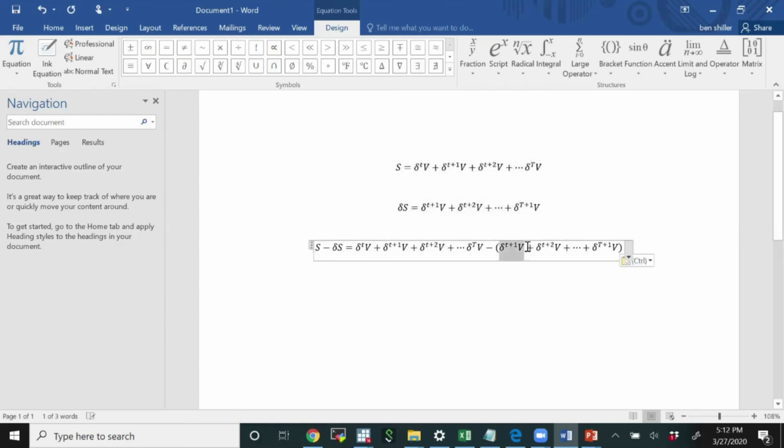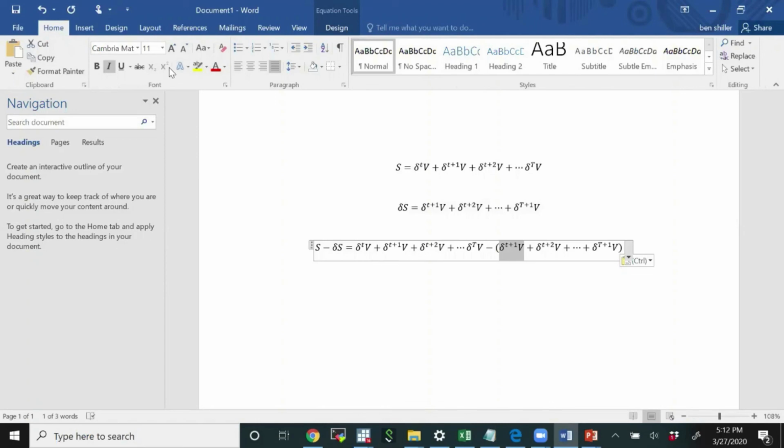Now again, you're going to find that the first term in delta S is the same as the second term in S. Since delta S is subtracted from S, they are going to cancel. So we can cross that one off and cross this one off. The second term in delta S is going to cancel the third term in S, and so on. The only terms that are not going to cancel, that have no analogous term in the other expression, are the first term in S, like before, and the last term in delta S. There's nothing to cancel that one out.